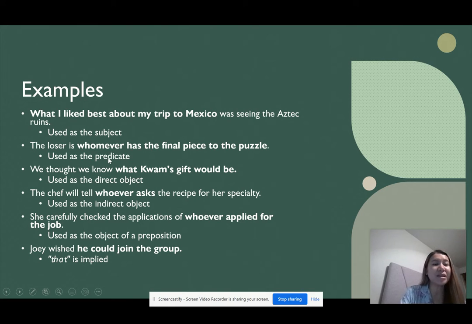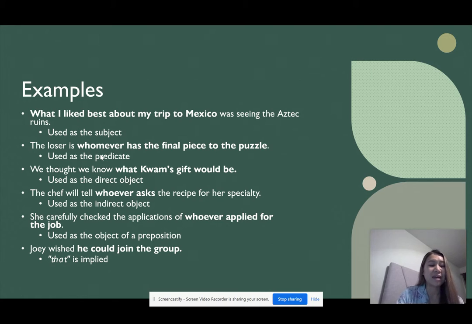Now let's look at the one that is used as a predicate, the one that complements or says something about our subject. So the loser is whomever has the final piece to the puzzle. Whomever has the final piece to the puzzle is our predicate here. That says something about our subject, the loser, and it's also an example of a noun clause. Our indicator here is the word whomever.